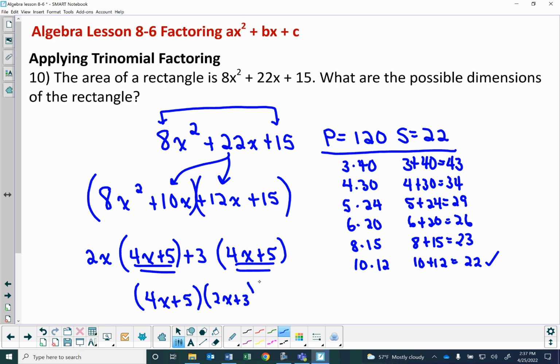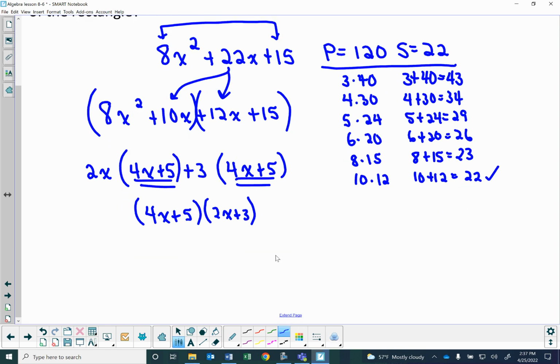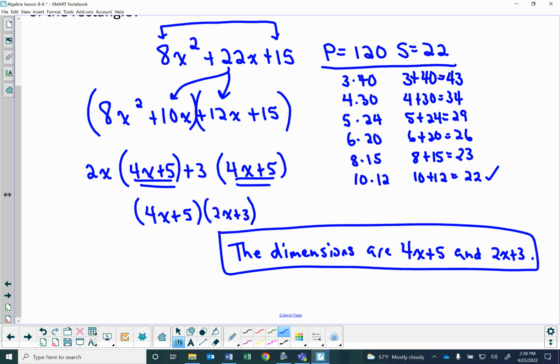Since it is a word problem, I have to write my answer in a complete sentence. So the dimensions are 4x plus 5 and 2x plus 3. And that's the dimensions of my rectangle. And I could say units because I don't know if it's meters or inches or feet. So you could probably put a unit down there and say the dimensions are 4x plus 5 and 2x plus 3 units.